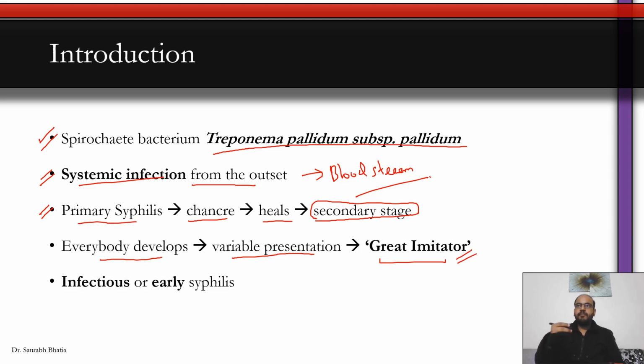The variable presentation means that there are variable differential diagnoses of the lesions, and it can imitate a wide variety of dermatoses. That is why syphilis is known as a great imitator. This could be a quiz question.